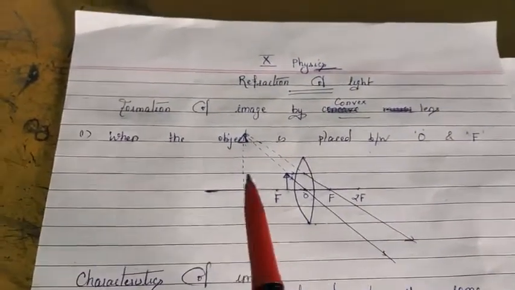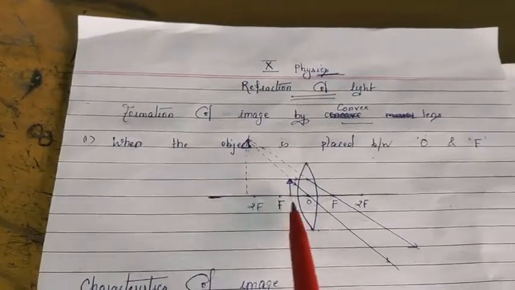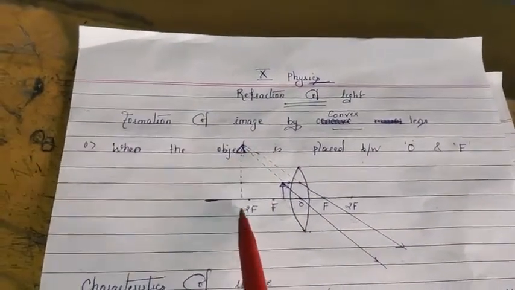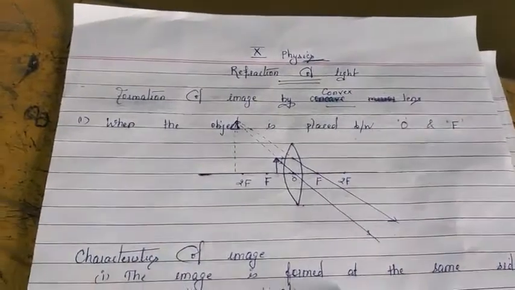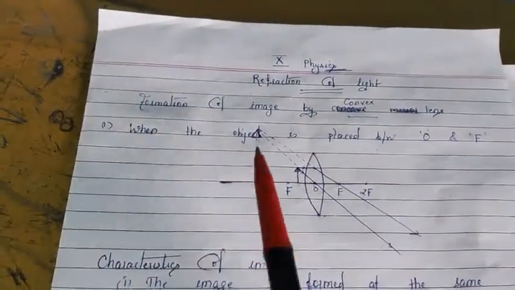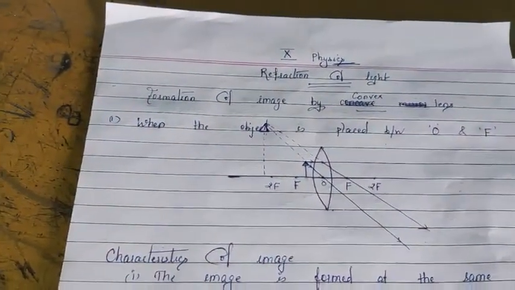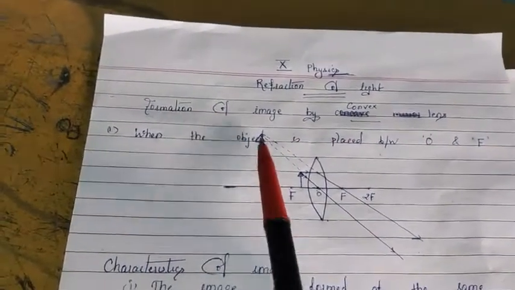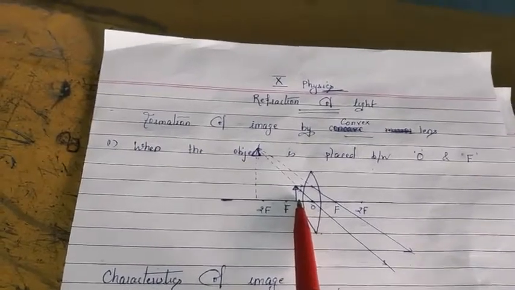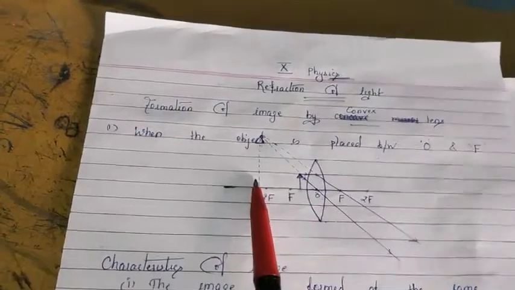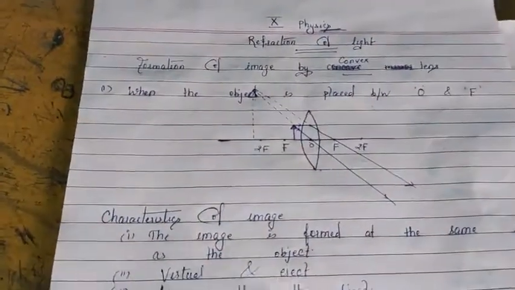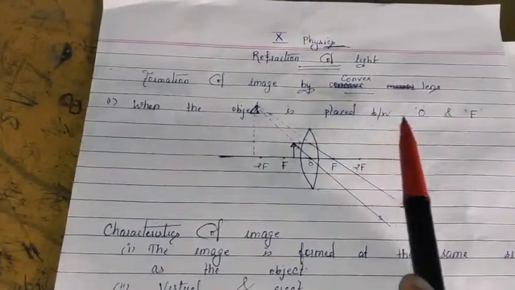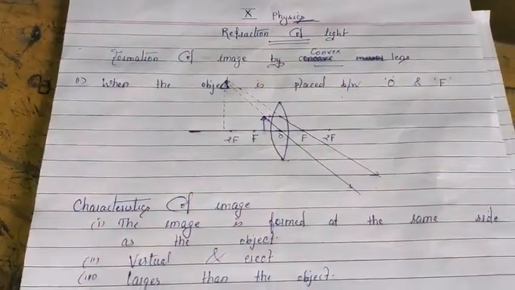Characteristic of image is the image is formed at the same side as the object. The object is in front of the lens, the image is also formed in front of the lens. Virtual and direct, because dotted lines are used here, and obviously it is seen that the object size is less than the image size, means the size of image is larger than that of the object. These are the characteristics of the image formed when the object is placed between optical center and focus.